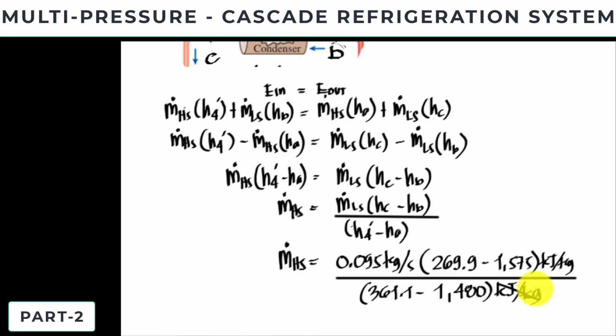And let's cancel the units here. So for the mass flow rate of the high stage, it is equal to 0.11 kilogram per second, or we can say, rounding off, 0.1 kilogram per second.